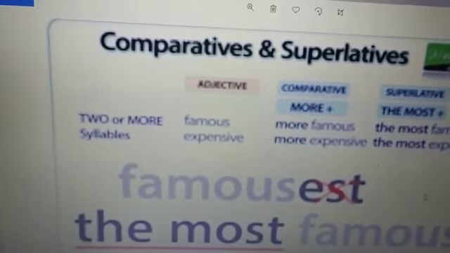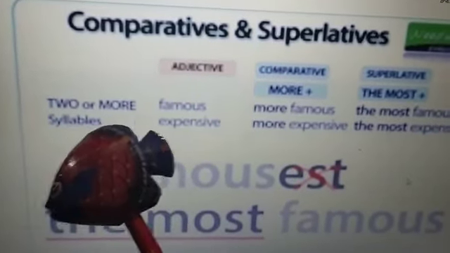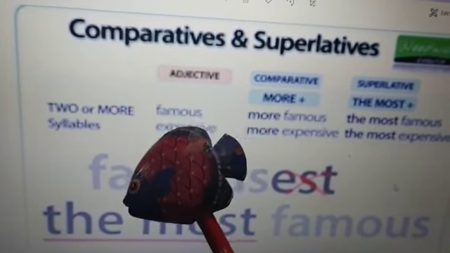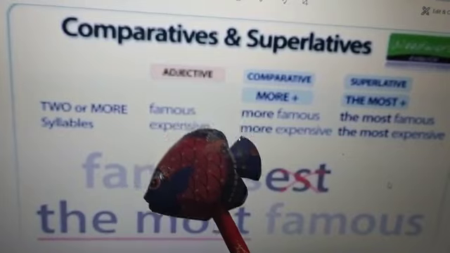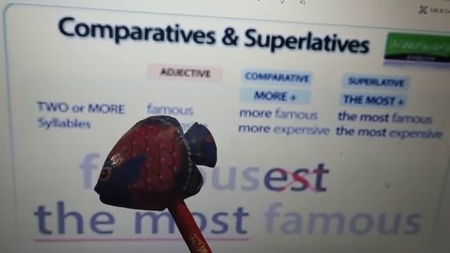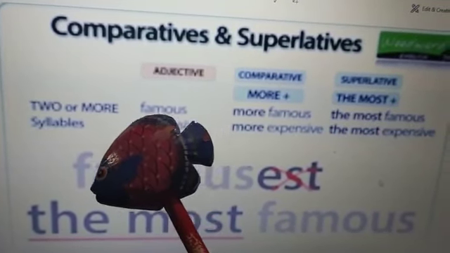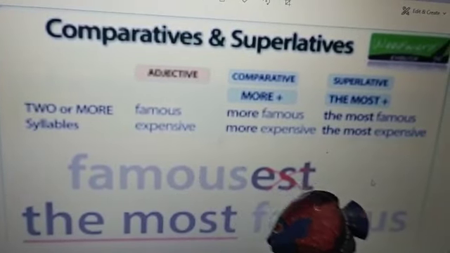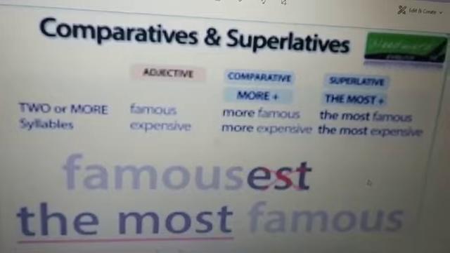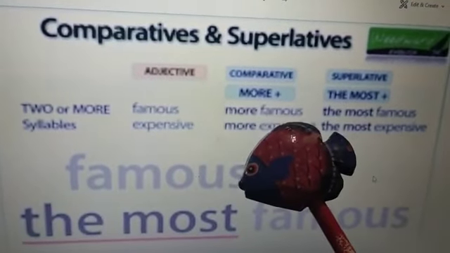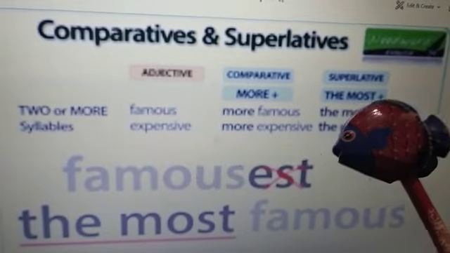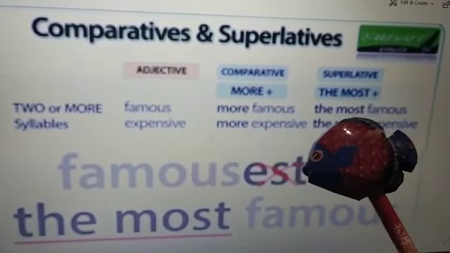Children, here you see two or more syllables. When there are two or more syllables, like famous, a two syllable word, in this case it will not be famousest. It will change to more famous. For comparative, we use more before the word, and for superlative, we use the most.